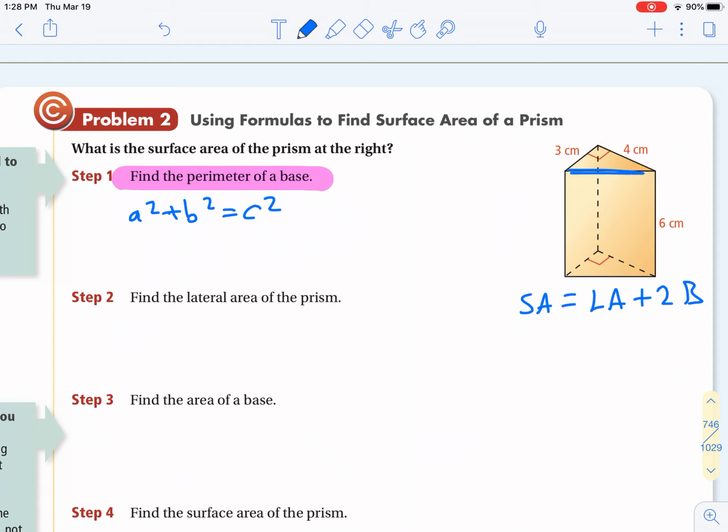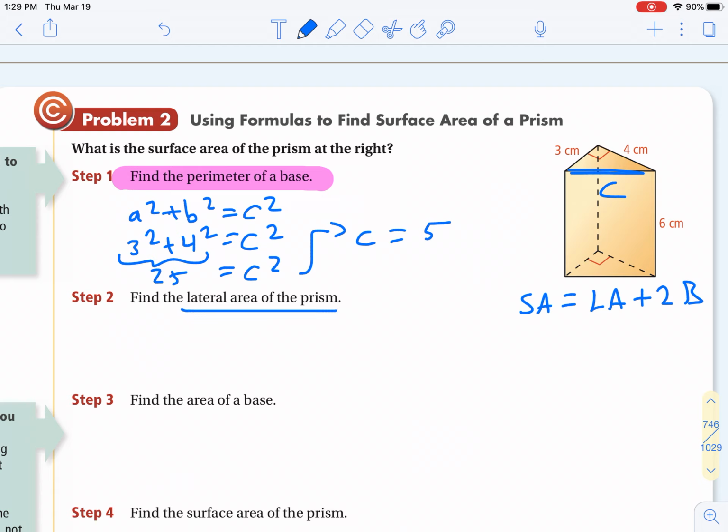This is our c right here. So we have 3 squared plus 4 squared equals c squared. I'm just going to keep writing here. This is going to work out to be 25. This is c squared. And get the square root of each side, and now c equals 5. Good job.